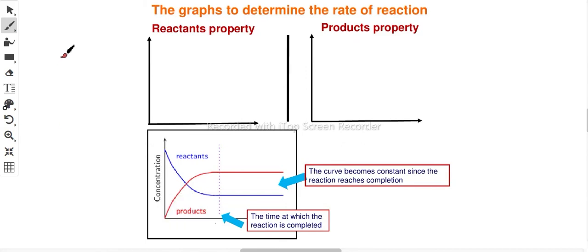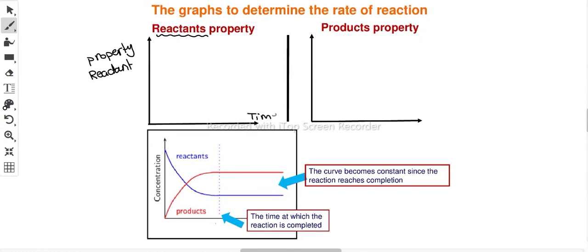I've got now the graphs that are usually used in order to determine the rate of a chemical reaction. We have actually two types of graphs according to what I am following per unit of time. If you are following a reactant property, you're going to have here the property for a reactant. No matter what this property is, could be a pH, a conductivity, a volume, a mass, a concentration, and you have here a time.